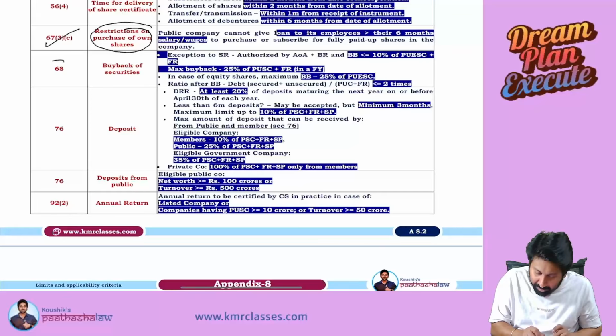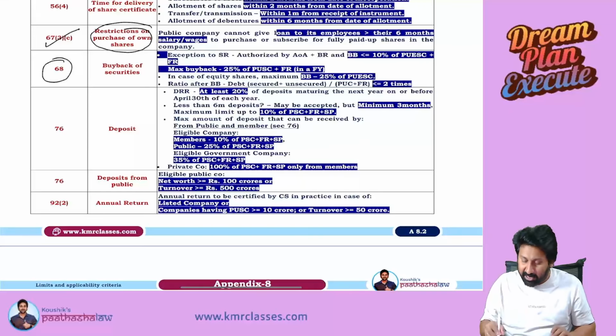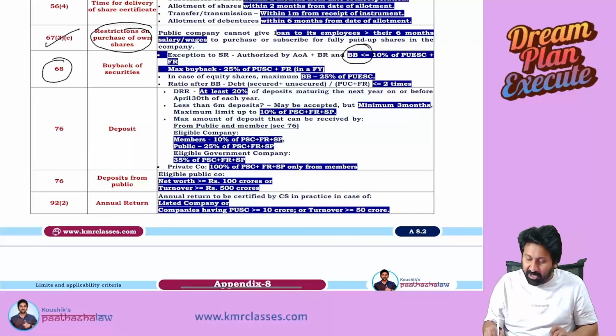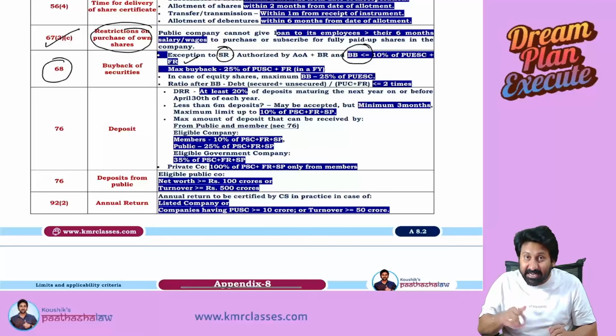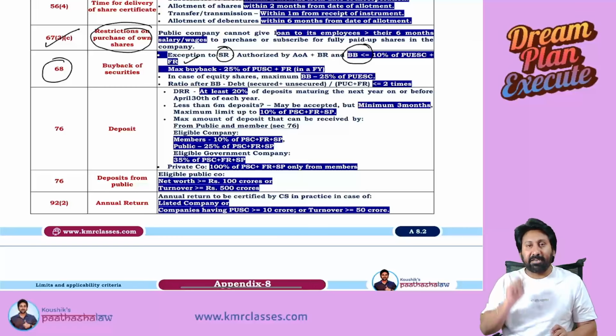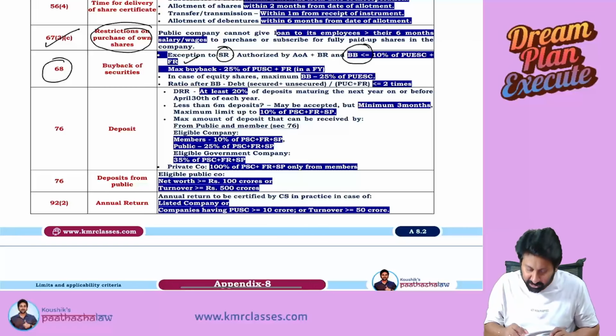Next one, buyback. There are some important limits. Buyback amount should be less than or equal to 10% of paid up equity share capital plus free reserves. Then special resolution is not required. If the volume of the buyback is exceeding this 10% of paid up equity share capital and free reserves, special resolution is also required, or else just board resolution is enough.